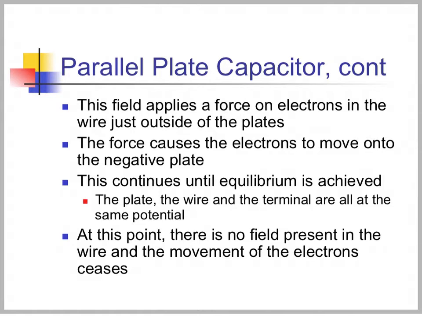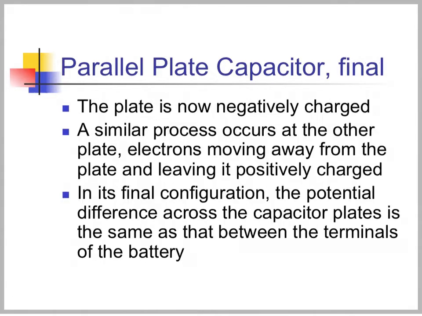It will continue until equilibrium is achieved, in other words, the plate, the wire, and the terminal all become the same potential. At this point, there is no field present in the wire, and the movement of electrons ceases. The plate is now negatively charged, and an opposite process occurs in the other plate, where electrons move away and leave it positively charged. In its final configuration, the potential difference across the capacitor plates is the same as that across the battery.